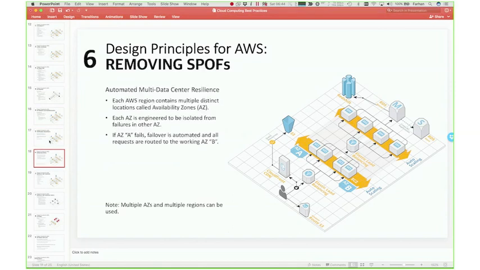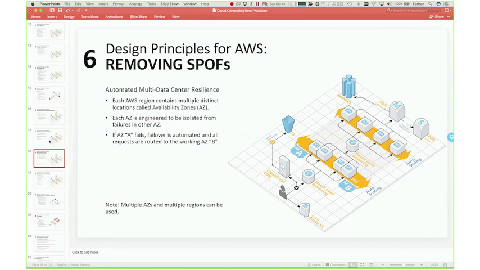All right, the next point is removing single points of failure. When we say single points of failure, we mean that no component in the whole architecture should be a dependency for failure. So it should have the load distributed, and a parallel architecture should be considered for those.